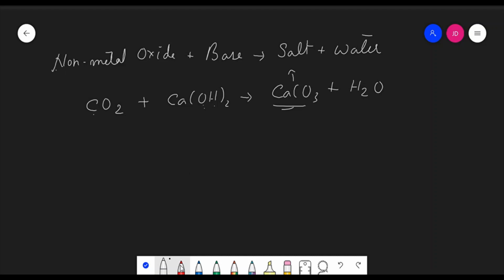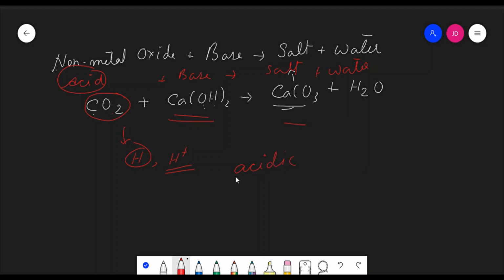So again, we know only acid and base can react to give salt plus water. But here, our CO2 is not an acid. Why is it not an acid? Because an acid should have H and it should be able to give H plus in water. Here CO2 is not an acid because it doesn't have H. But CO2 is behaving like an acid to react with a base to give salt and water. So we call CO2 acidic in nature. And what is acidic in nature? It means they are not exactly acids, but they are behaving like acids. So I hope this part is clear. If this part is clear, we can go to the next part.